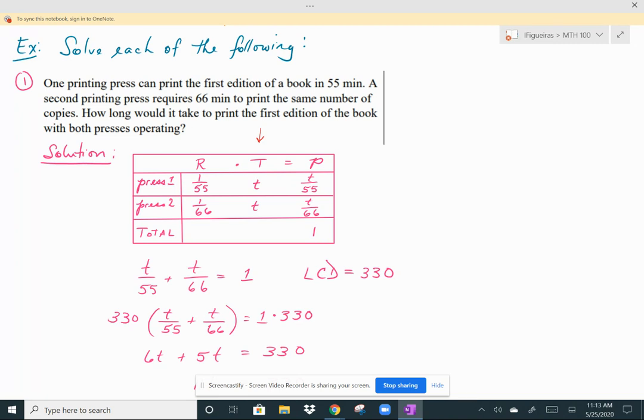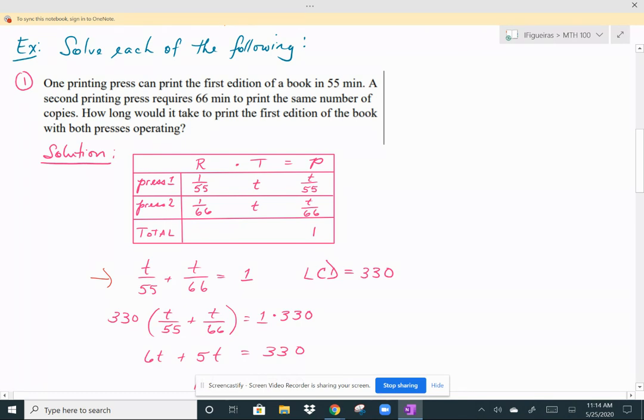Rate times time equals the part of the job done. So you multiply the first two columns. So that's what you see here. The part of the job done by the first printing press is T over 55. The second one's part is T over 66. And remember, when the whole job is done, that equals 1. And that will always be the case in these types of problems. So your equation is T over 55 plus T over 66 equals 1.